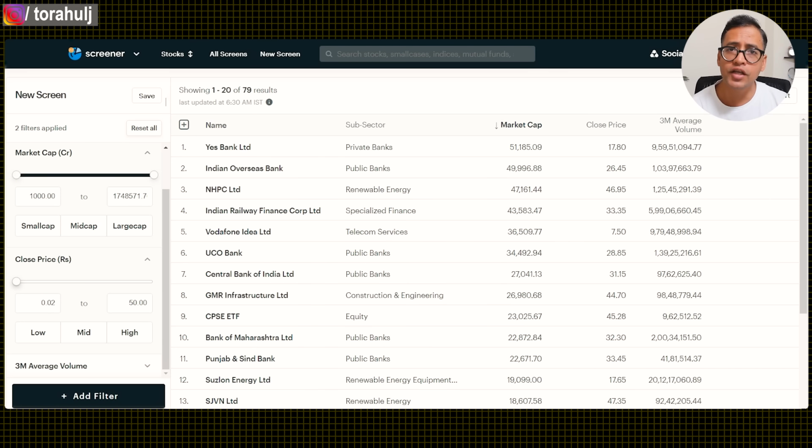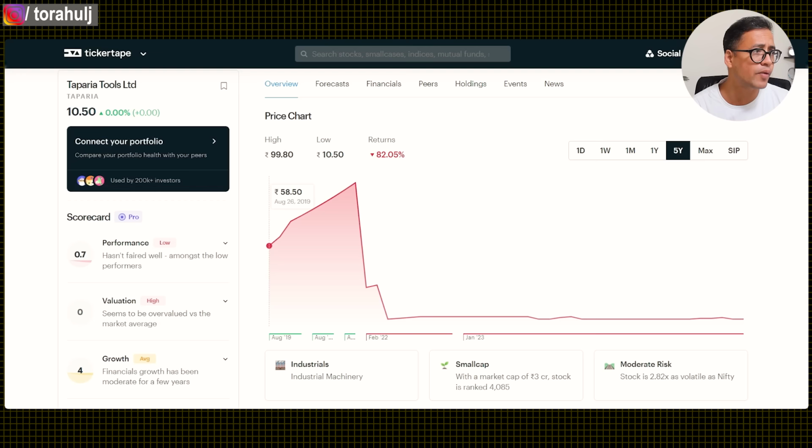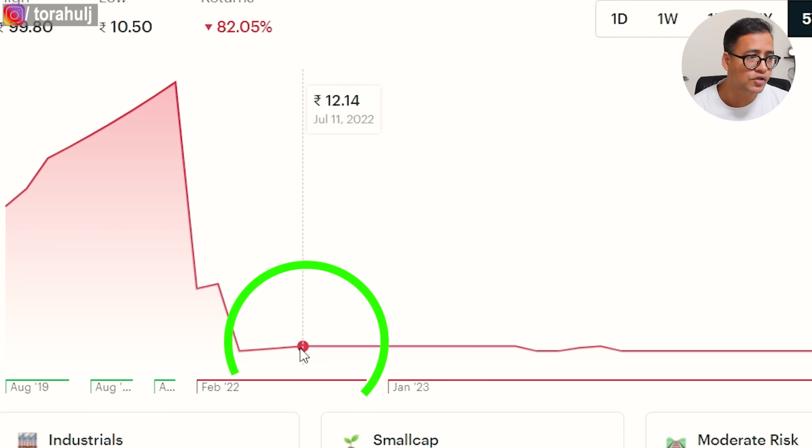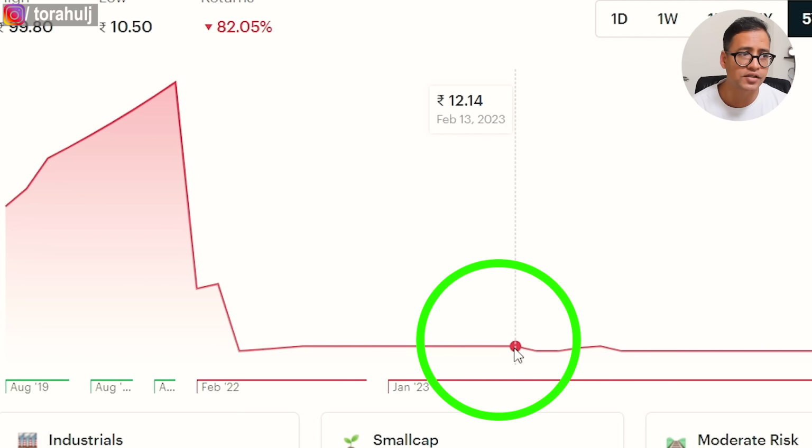Now the reason we need to consider the volume is because penny stocks by their characteristics are not liquid at all, right? Let me give you an example. So if we look at the Taparia Tools example, which is one of the penny stocks that has been on my watch list for a long time now. And if you consider here, look at this period here, which was at around July 2022, it was trading at 12 rupees 14 paise. And if you go down to almost February 2023, almost 7 to 8 months, the stock was still trading at 12 rupees 14 paise.